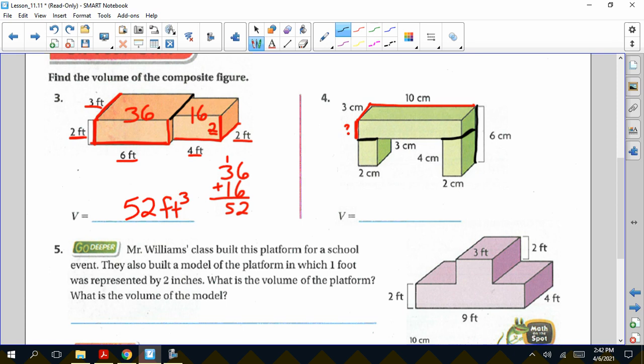The height of the smaller leg is 4 centimeters. So if we subtract those two, we know the height of the smaller rectangular prism is 2 centimeters. So length times width times height, 10 times 3 times 2 is going to give us a volume of 60 centimeters cubed.